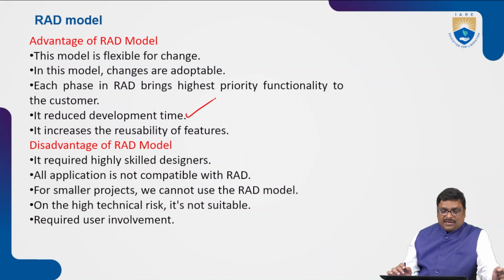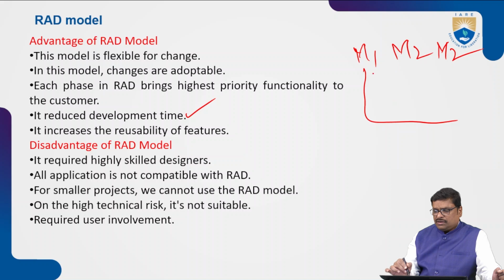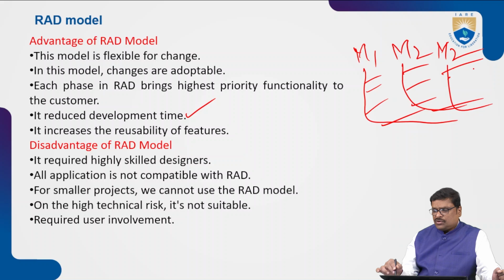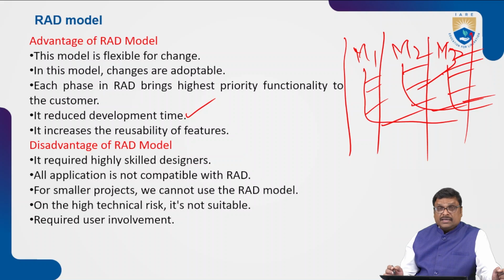Why it reduces the development time is because it is a linear sequential model. So module 1, all the process is completed, all the steps are completed. Module 2, all the steps are completed. Module 3, all the steps are completed. So ultimately, it means that parallel teams are working on module 1, module 2, module 3. Obviously, the development time is going to be very, very less.